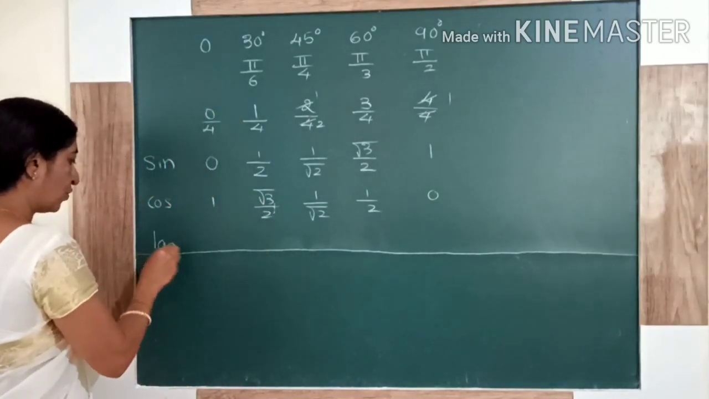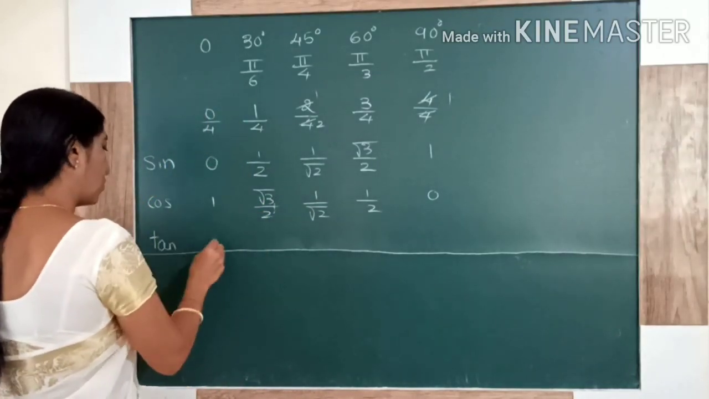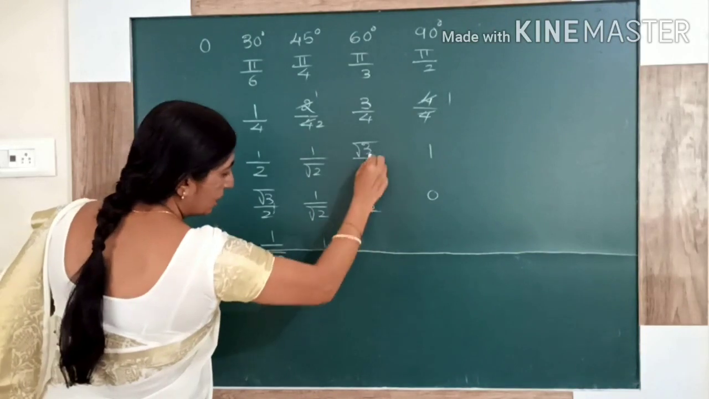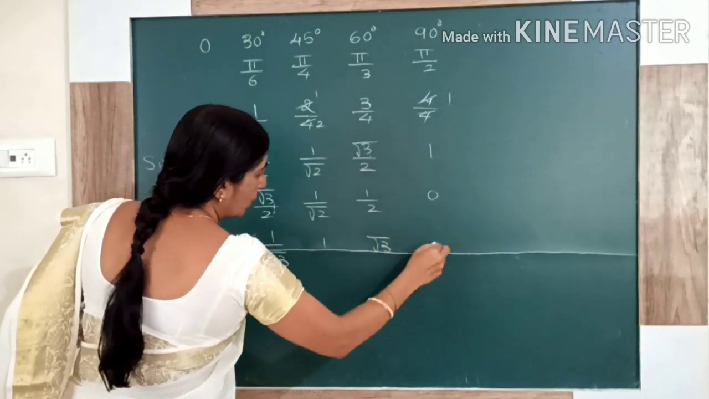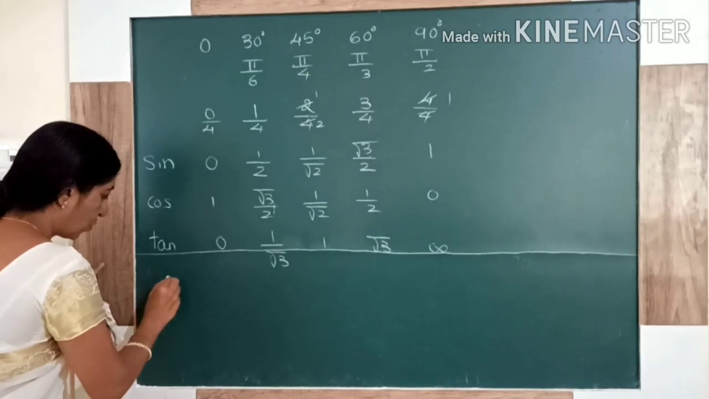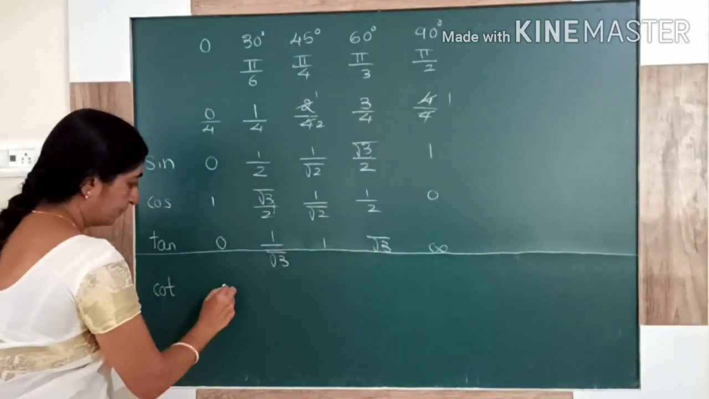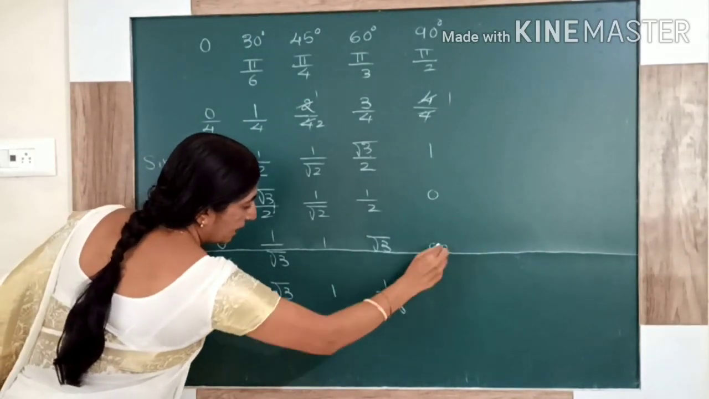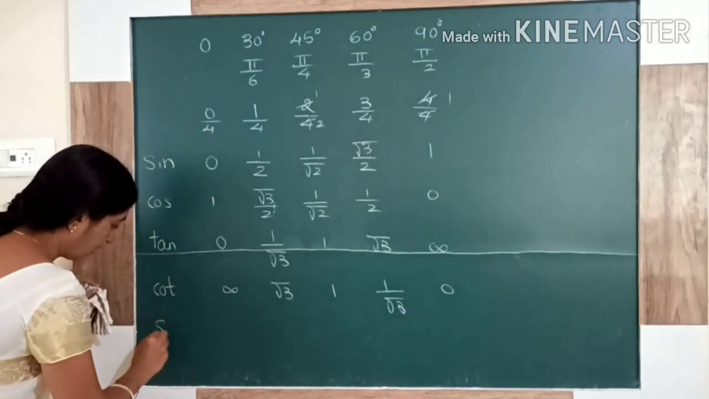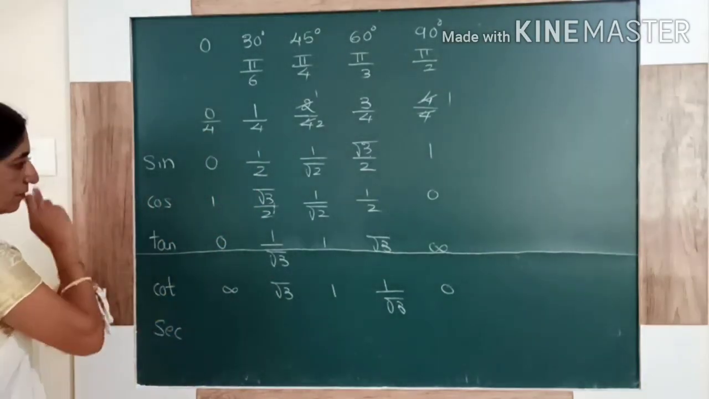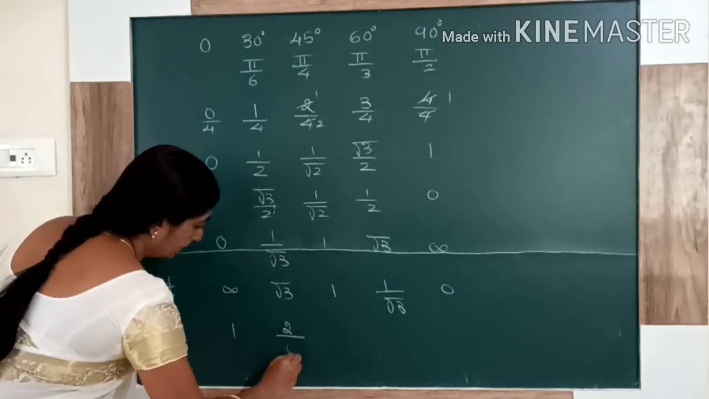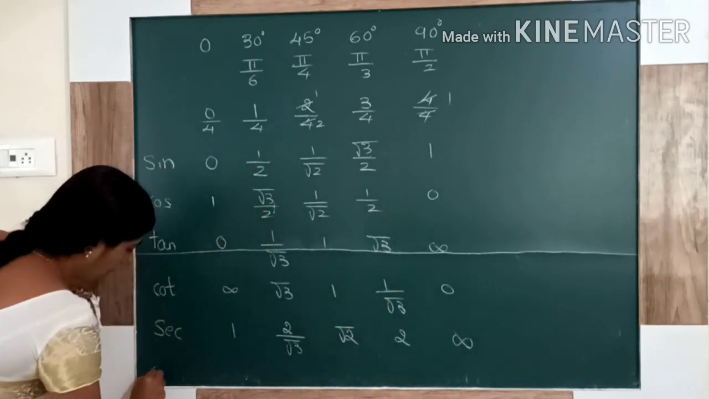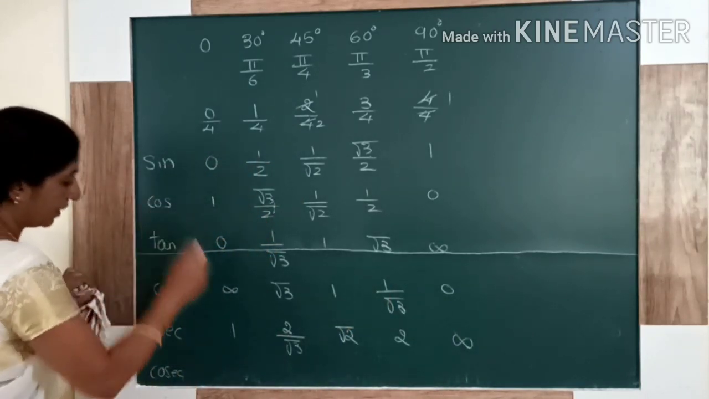Then coming to the tan. What is tan? Tan is sine by cos. This is 0. This is 1 by root 3. This is 1. This is root 3. And any number upon 0 is infinity. Coming to cot. Cot is the reciprocal of tan. Any number upon infinity will be 0. Then coming to sec. What is sec? Sec is the reciprocal of cos. Then what is cosec? Cosec is the reciprocal of sine.